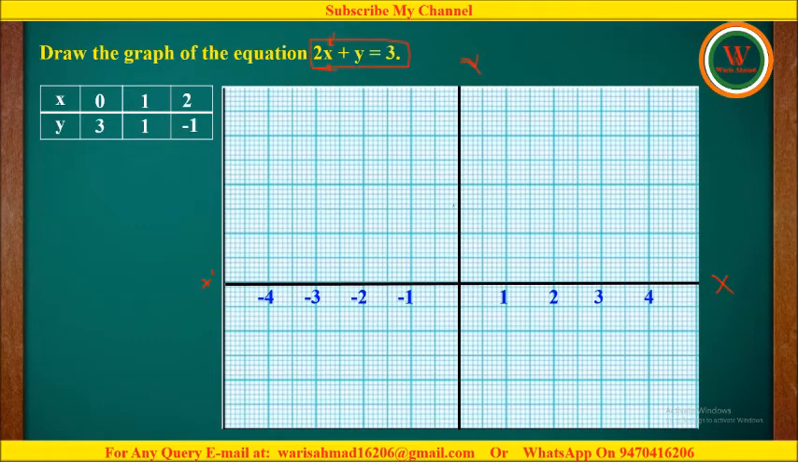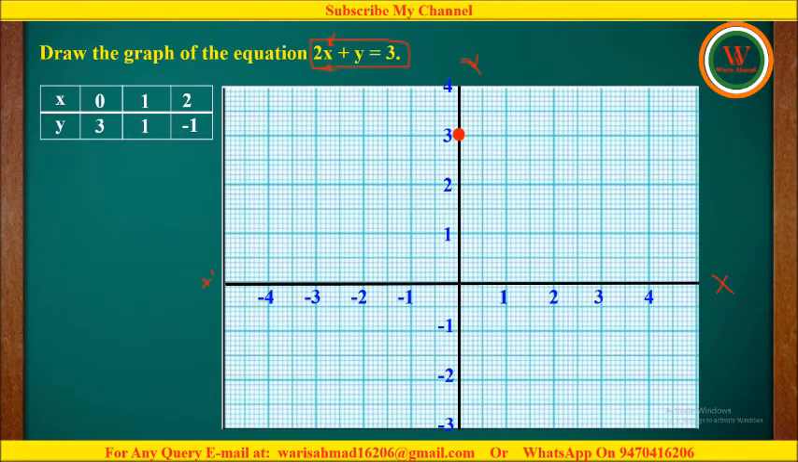Now on the y axis we have to put all the positive values of y, and on the y dash axis we have to put all the negative values of y. After that, we have to find the point whose coordinates are x equals 0 and y equals 3. So x is 0 and y is 3. The value of x, 0, is here and y, 3, is here. So the first point will be here. The coordinate of this point is (0, 3).